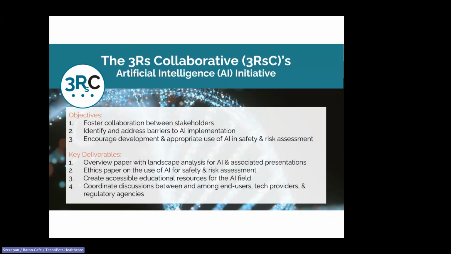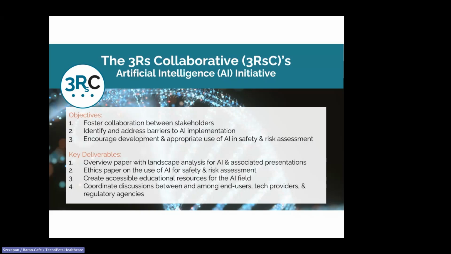So here are the objectives for the 3 Rs AI initiative. Again, foster collaboration between the stakeholders, identify and address barriers to AI implementation. And one of them that we have identified is training and education about AI, right? So this is our first step here. Teaching you how to use or share how we use AI at a very basic level. And again, we'll get to the more complex levels. We also want to encourage development and appropriate use of AI in safety and risk assessment.